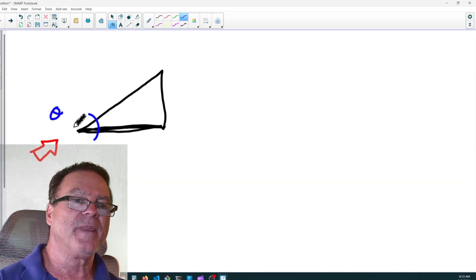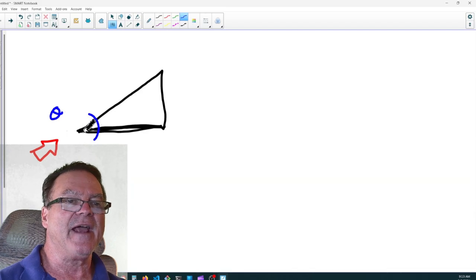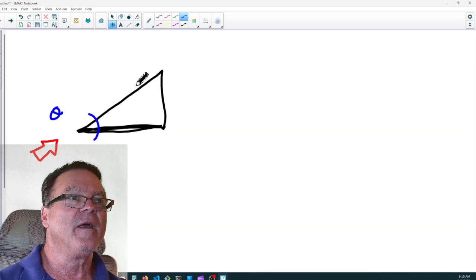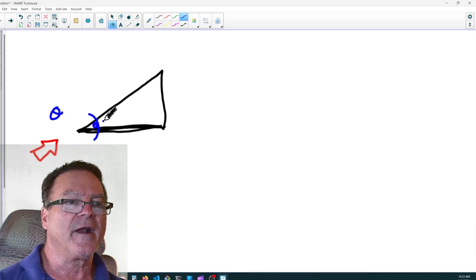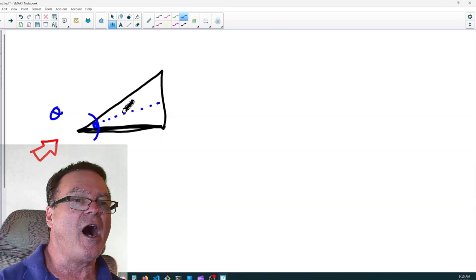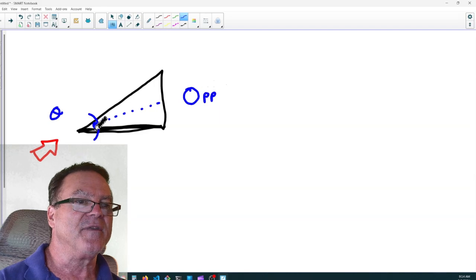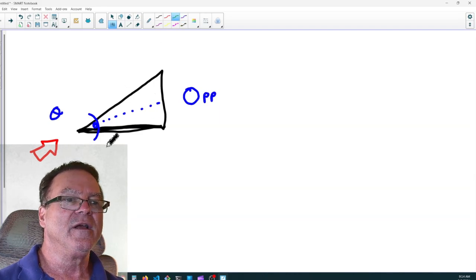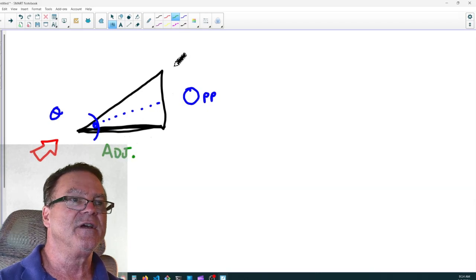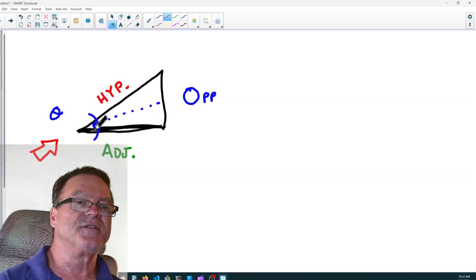This is called theta. It's just a name. Theta is the angle from which we are looking. In fact, we could draw an eyeball right here, and that eyeball is looking from theta. And the side that's opposite from where we are is called the opposite side. And the side that's touching where we are is called the adjacent side. It's adjacent to us. And then the longest side is always known as the hypotenuse.